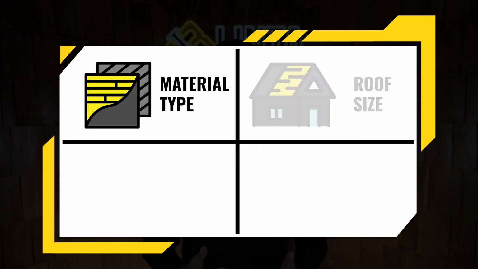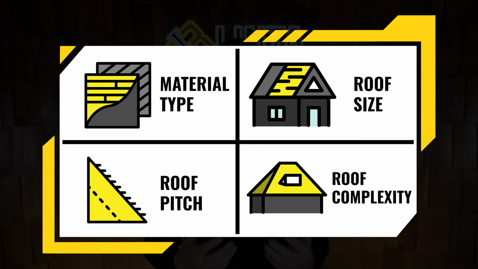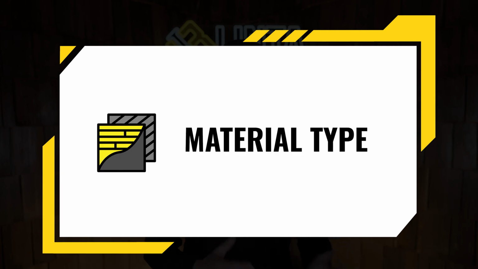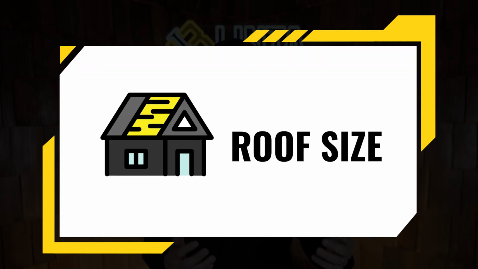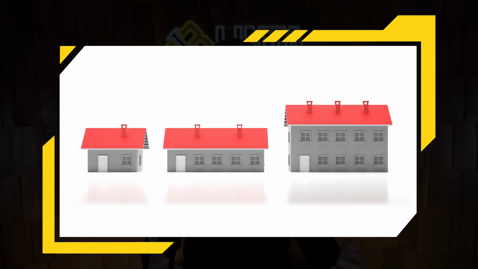The factors that affect pricing are material type, roof size, roof pitch, and roof complexity. Material type refers to the type of material that you're considering, whether that's tile, shingles, metal, synthetic, or composite. Roof size refers to the size of the roof or the size of repair that's necessary. A larger roof, a larger repair is going to be more expensive.